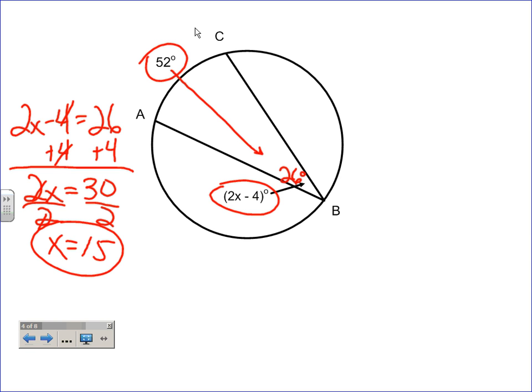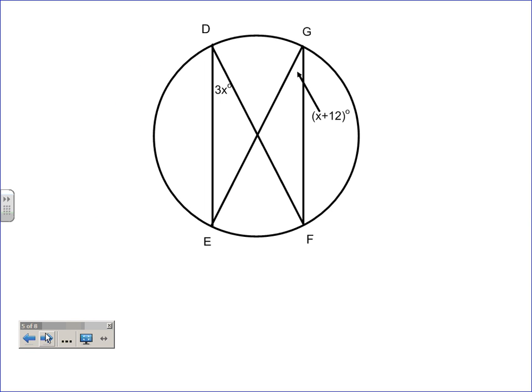So any questions on that one? So that wasn't too scary, right? Because angle ABC is what type of angle? What are we calling that? Inscribed, not central. This makes you blink a few times just to make sure you're seeing it right. Well, I see a 3x there, and I see an x plus 12. Any ideas?